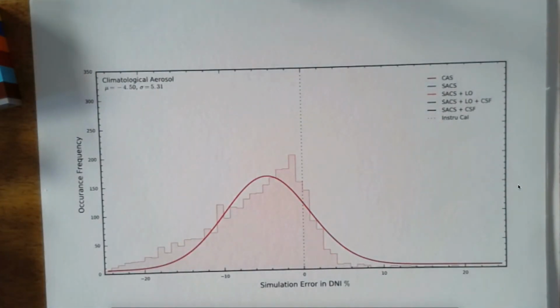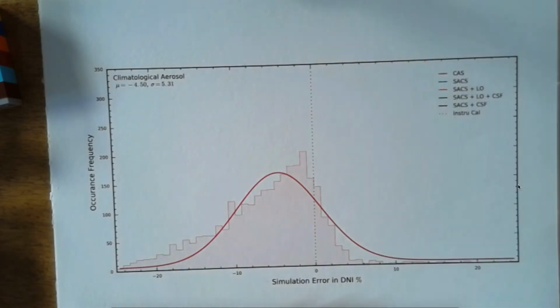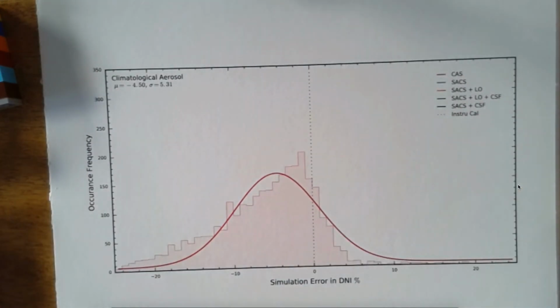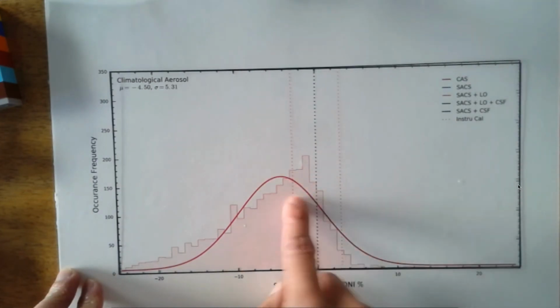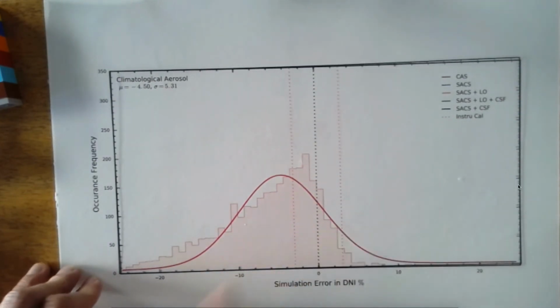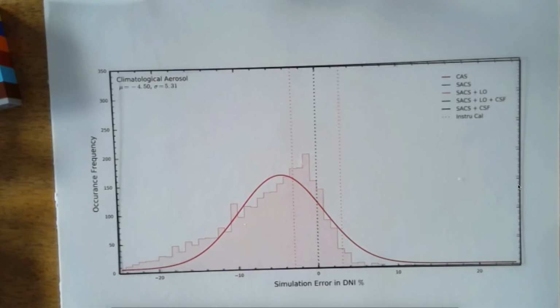Okay, so let's go back to the percentage here. So 4%, a couple billion. That's not good. Going back to the percentage, what I've done here is just plotted an error bar. This is plus or minus 3%, which is the uncertainty of the ground-based observation that we have for our validation. So that was the climatological aerosol scheme.